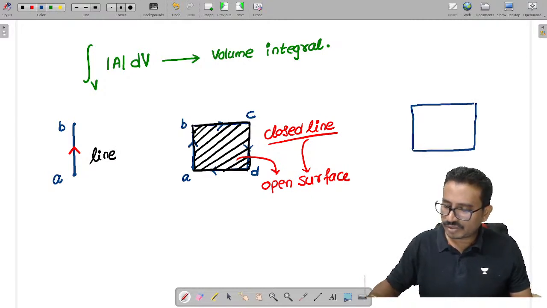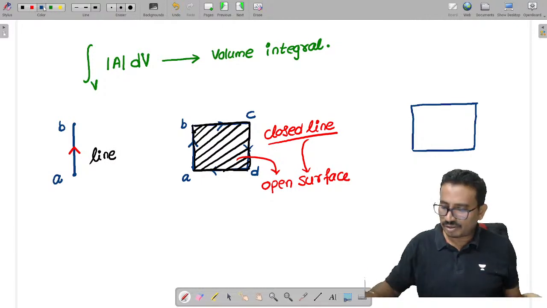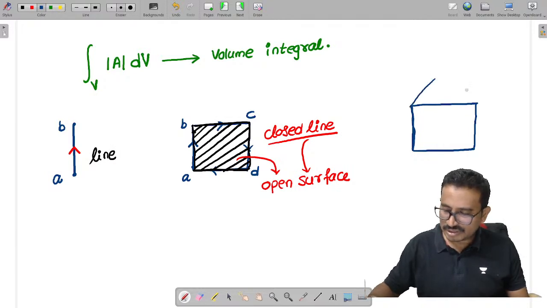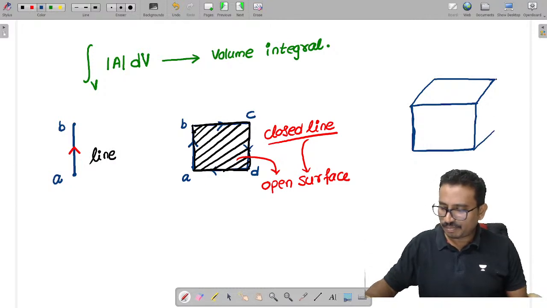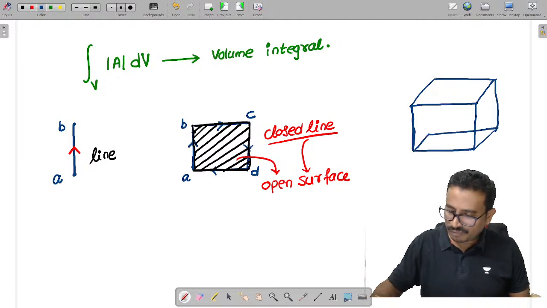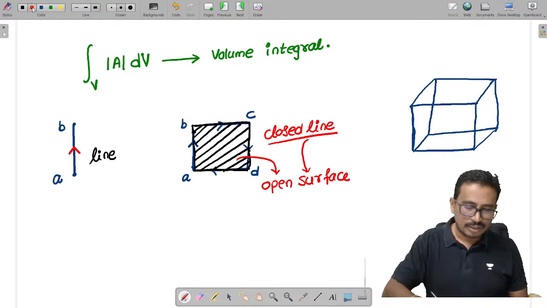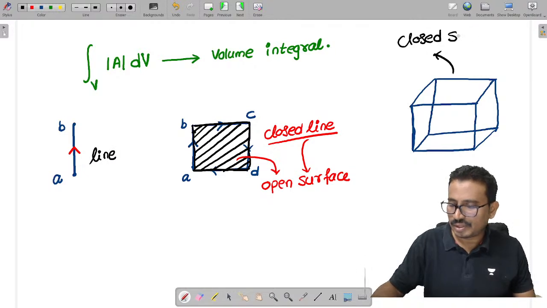Now let us consider some random open surface. This is my open surface. Now I am closing the surface from all the sides. Initially I am closing the top surface, and closing the right part, and bottom part, and left part. You see this here. Now what should I call this? This is called a closed surface.